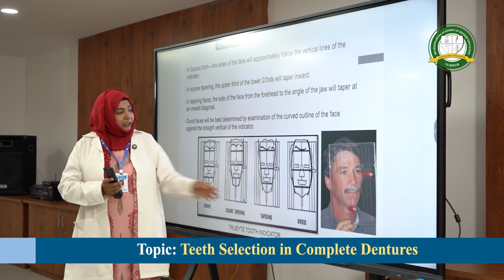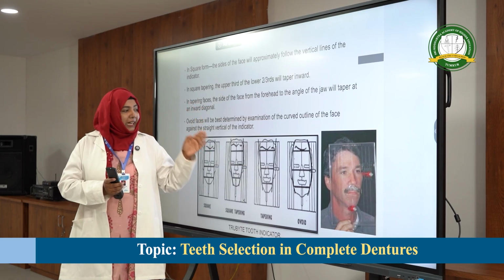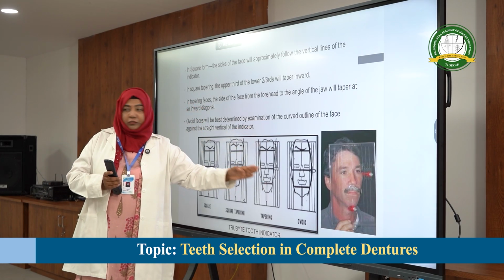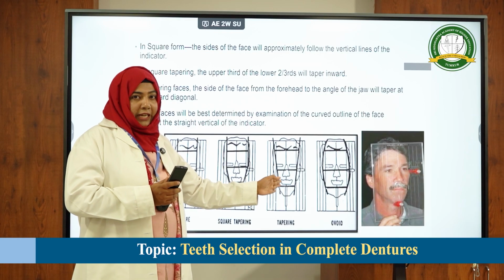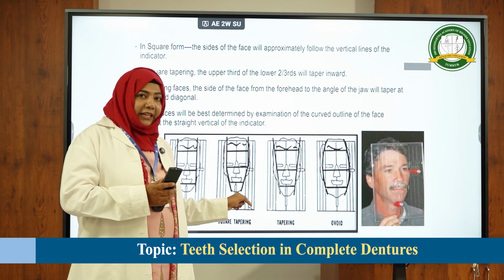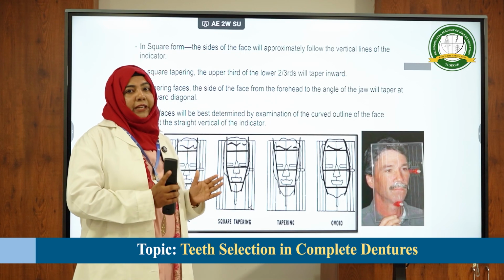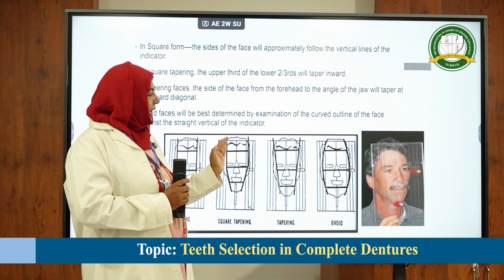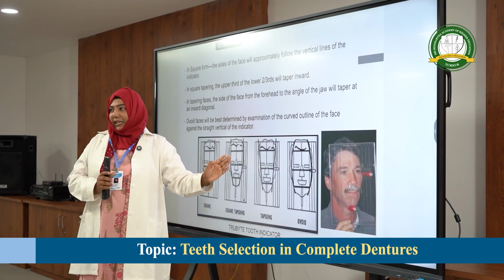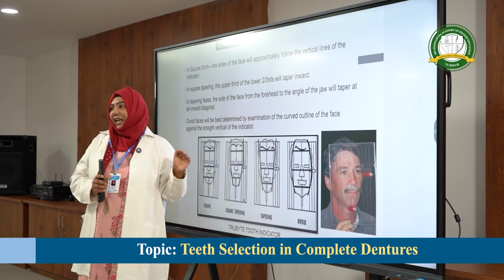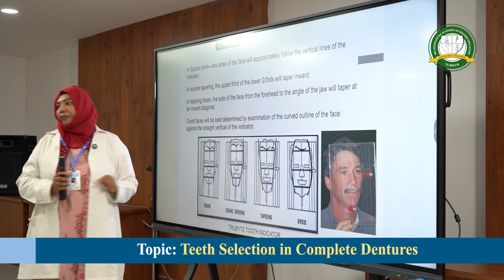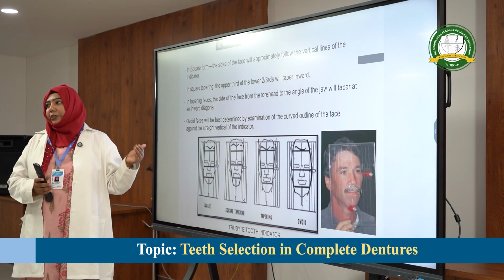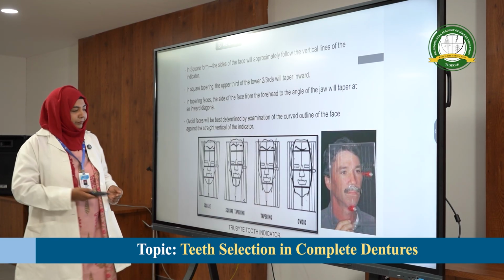If the outline of the face is tapering from the forehead to the angle of the jaw away from the vertical lines of the indicator, then that indicates the patient has a tapering kind of facial form. If the patient's outline is curved against the vertical lines of the indicator, then that indicates the patient has a curved ovoid kind of facial form. So this is how you determine the facial form using the Trubyte tooth indicator.